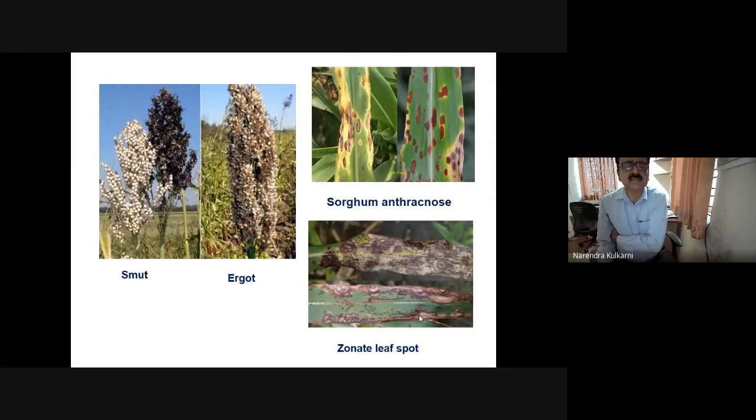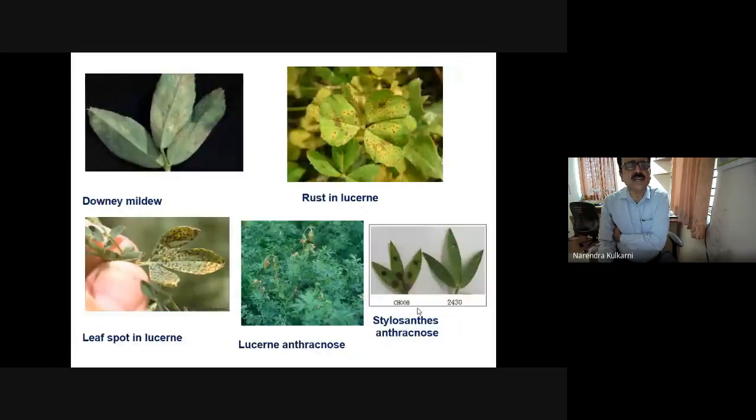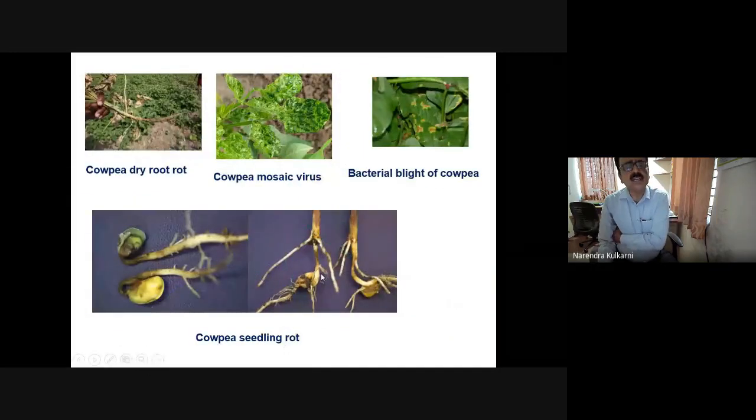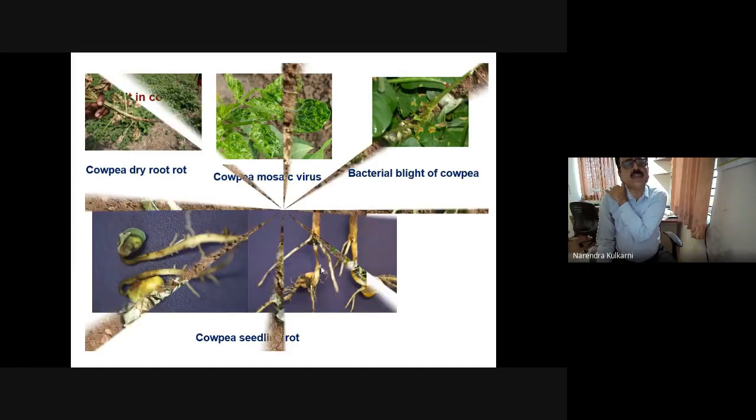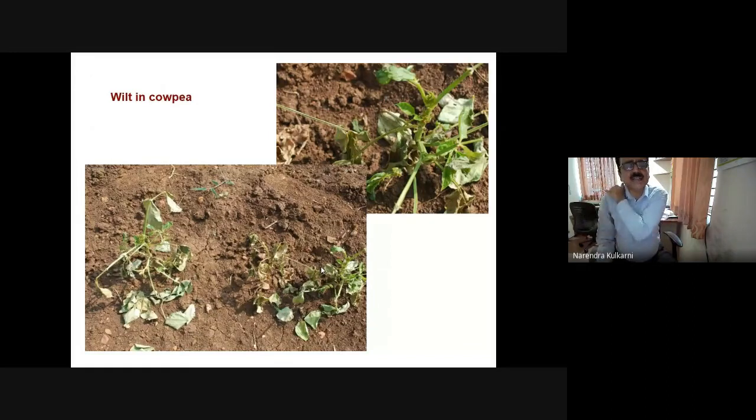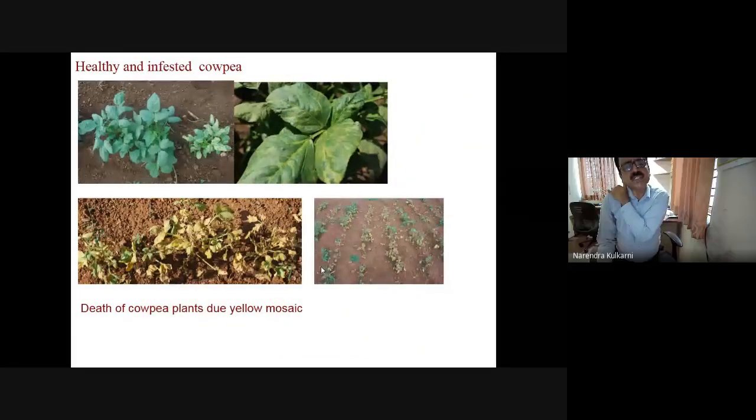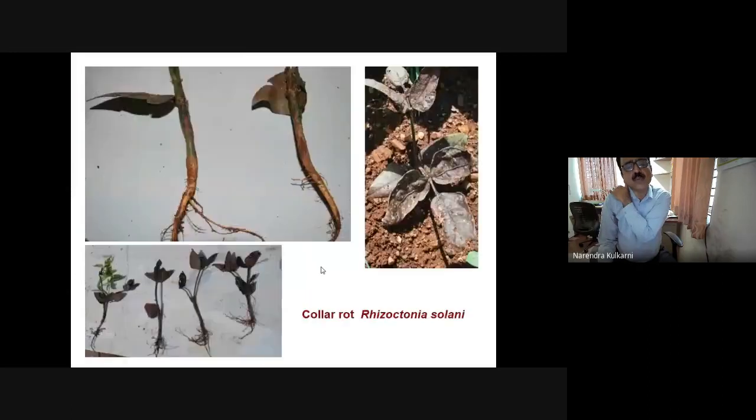And these are some pictures, many of you might have already seen them: smuts and ergots, sorghum anthracnose, leaf spots, and downy mildew, and in Lucerne also, leaf spot as well as rust, which are considered important diseases. In cowpea, especially when we take it up during the kharif season, sometimes we come across seedling rots and dry root rot. Betel blight may not be problematic, but mosaic virus, the bean mosaic virus of cowpea, sometimes occurs. And wilt also, as I said, seed treatment and sometimes drenching of the field helps in managing these diseases. There are some pictures of healthy and infected cowpea plants.